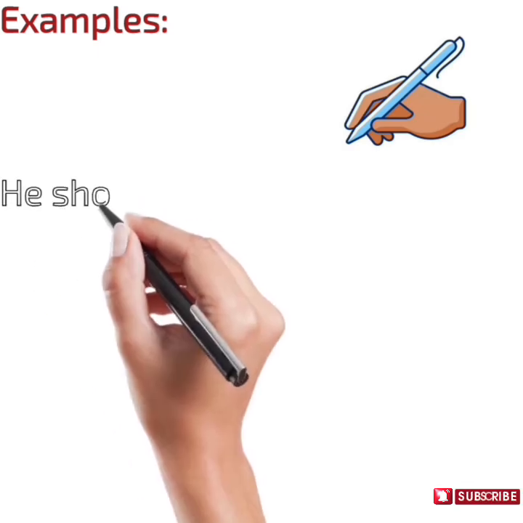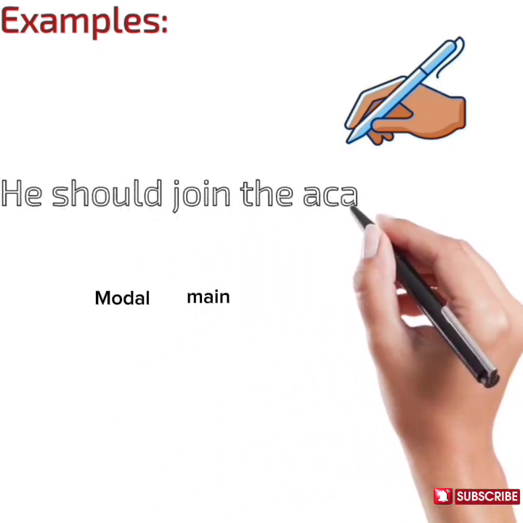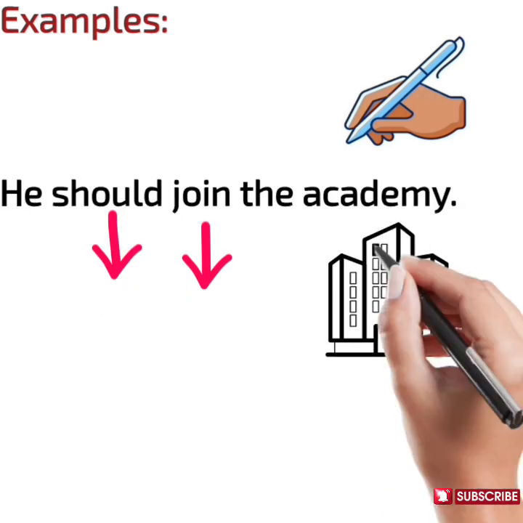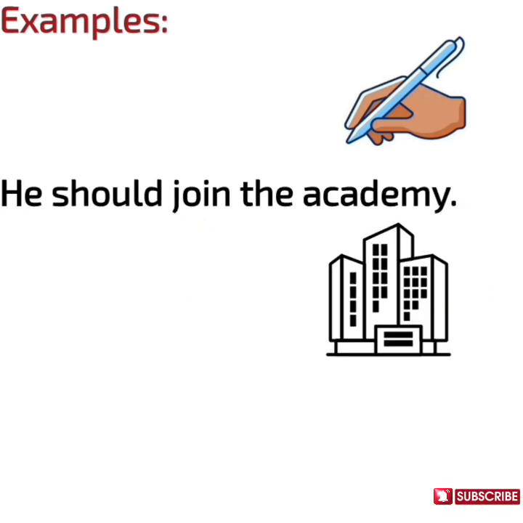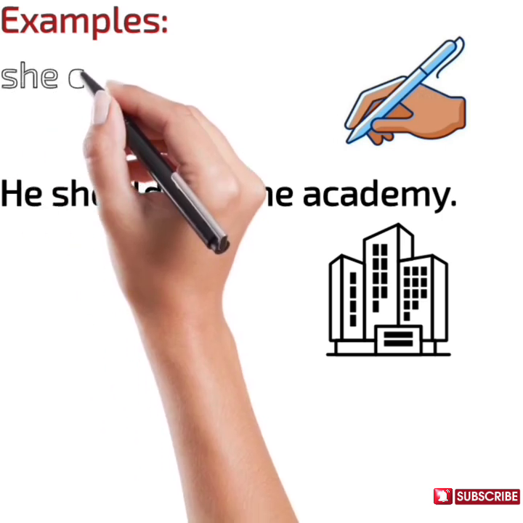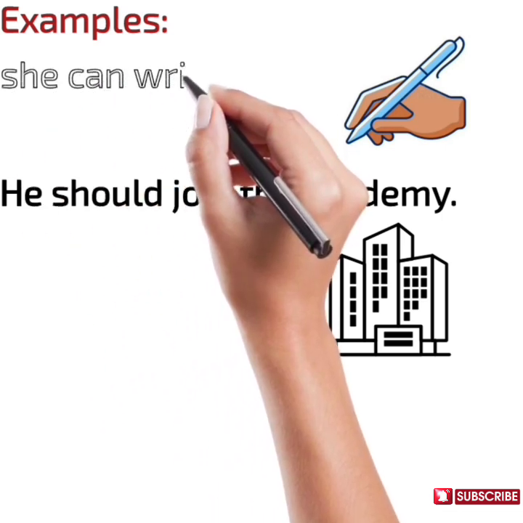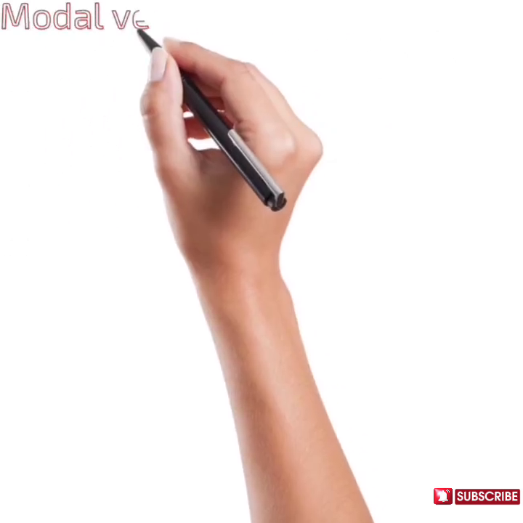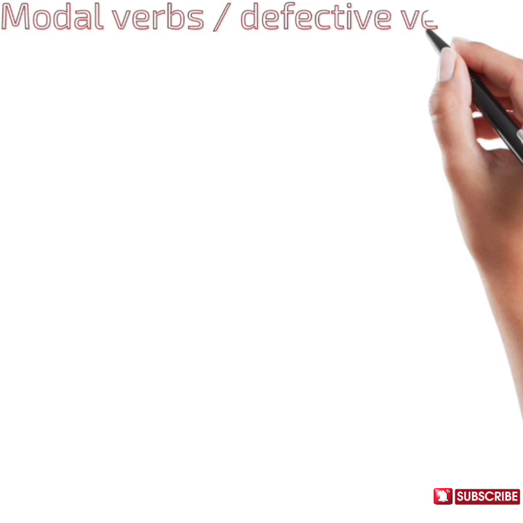Examples: he should join the academy. So in this sentence, two verbs are present. Join is our main verb, but should is a modal verb, which provides extra meaning to our main verb, which is join in this sentence. Second, she can write. So here can is also a modal verb, which provides extra meaning to our main verb write in this sentence.